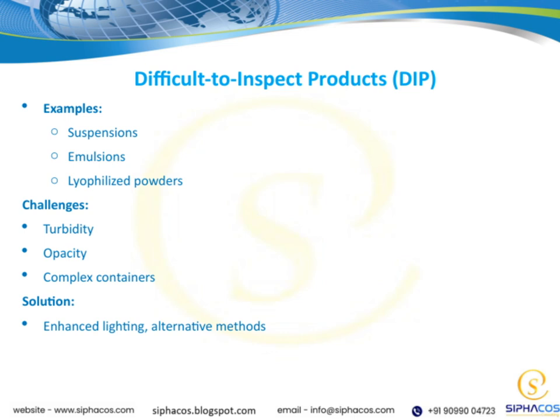Enhancing lighting is a key step. Using better illumination can reveal issues that might otherwise go unnoticed. Additionally, employing alternative inspection methods, like using different angles, maybe even some non-visible light techniques, can help us get a clearer view and ensure product quality. Overall, recognizing these challenges and applying the right solutions is essential for maintaining high standards, especially when dealing with these complex, difficult-to-inspect products.